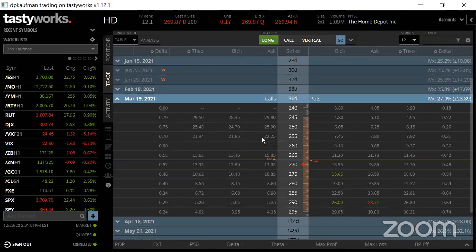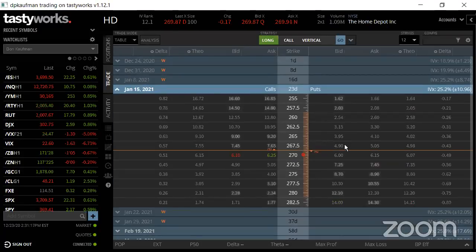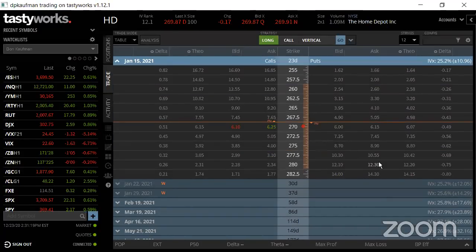I've been carrying some positions in Home Depot, but I am intentionally going into a marketplace that is a slightly wider bid offer spread. Why am I doing that? To display to you a little bit more about how you get filled, what the best bid, best offer happens to be. So I'm going to circle an option in here.